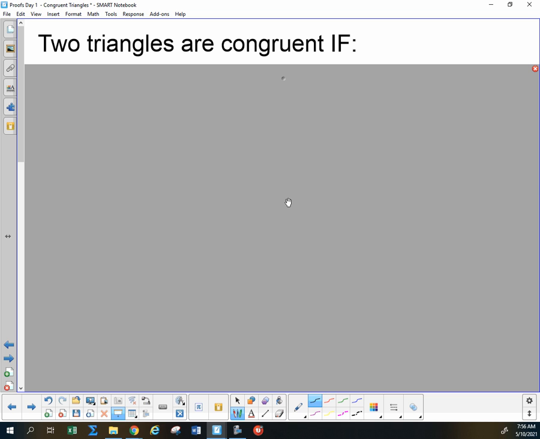Now on this slide, you do not need to copy it down because on the next slide I'll give you a shorter version of it to write down. This one's going to have all the words in there. We want to do a lot of things where we have, here's one triangle and here's another triangle, and we want to prove that they are congruent. And does anybody remember what it means if two triangles are congruent? What does the word congruent mean?